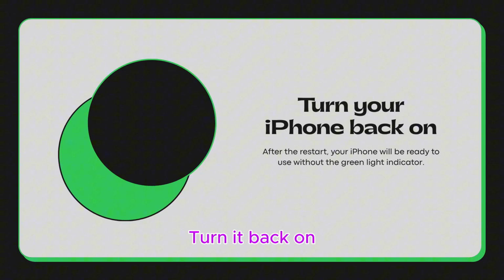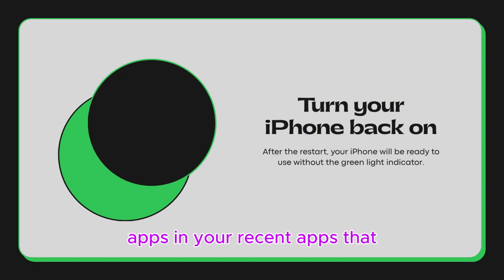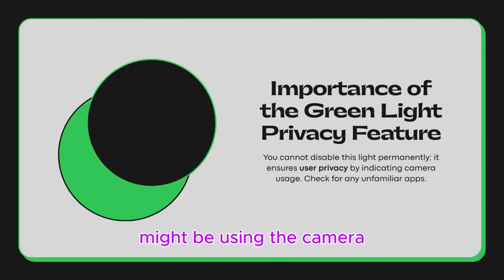You cannot permanently disable this light as it is a privacy feature. Check for unfamiliar apps in your recent taps that might be using the camera.